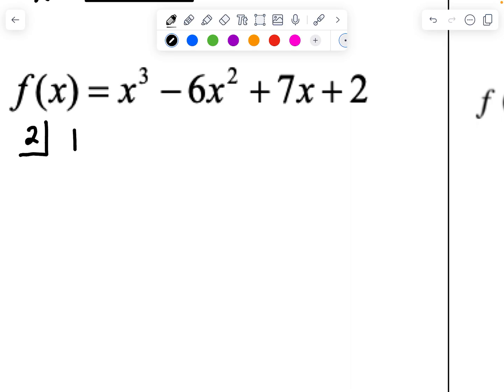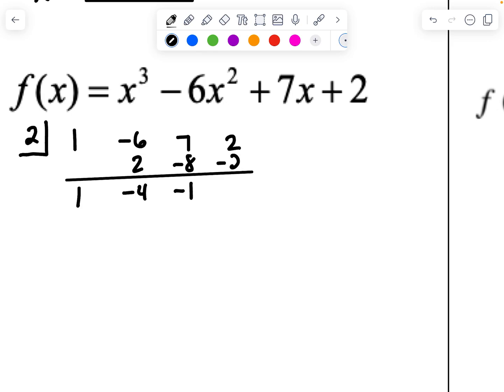And we're going to go 1, negative 6, 7, and 2. Leave a space, draw a line, bring down your first number, multiply, add, multiply, add, multiply, 0 is our remainder. So this leaves us with x squared minus 4x minus 1 equals 0.